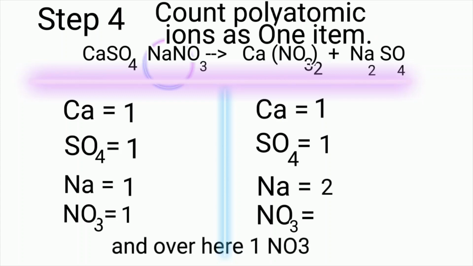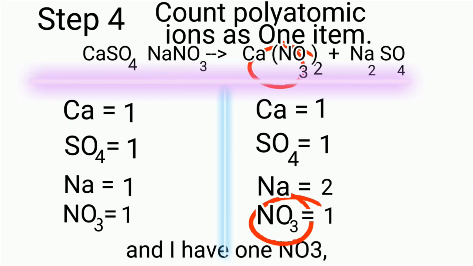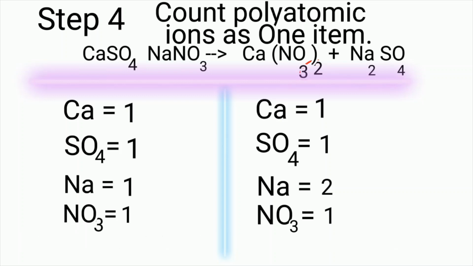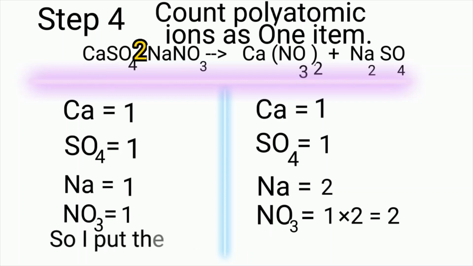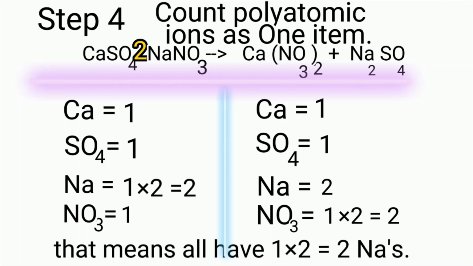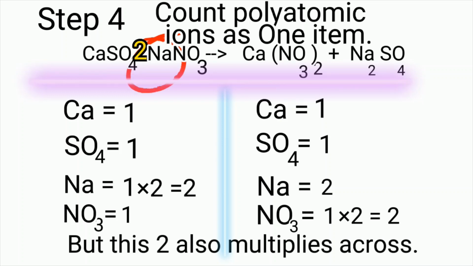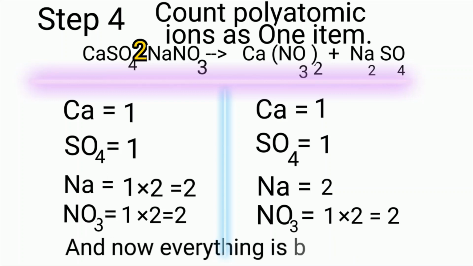And over here 1 NO3, and I have 1 NO3. But that 2 on the outside, I have 2 of them. So I have 2 NO3s. So if I put coefficient 2 right here, that means all have 1 times 2, 2 Nas. But this 2 also multiplies across. So 1 times 2 for the NO3s, that gives me 2. And now everything is balanced.